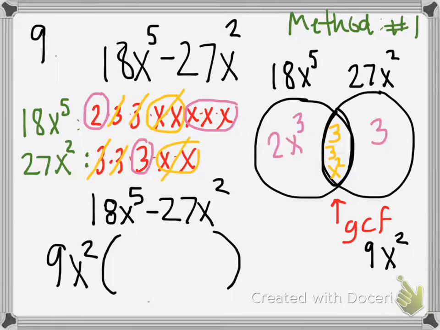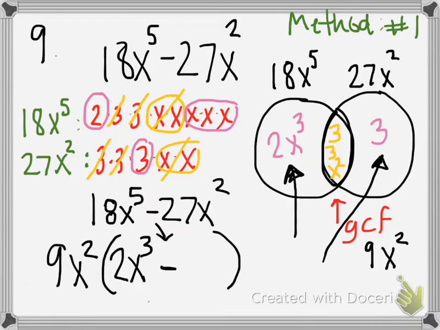And to fill out what's left in the parentheses, since the first term of the expanded form was 18x to the 5th, we're going to look at what was left over in the 18x to the 5th side, which was a 2x to the 3rd. We're going to bring down this subtraction sign here from the expanded form. And then right above it is a 27x squared, so we're going to look at what was left over for the 27x squared, which was a 3.